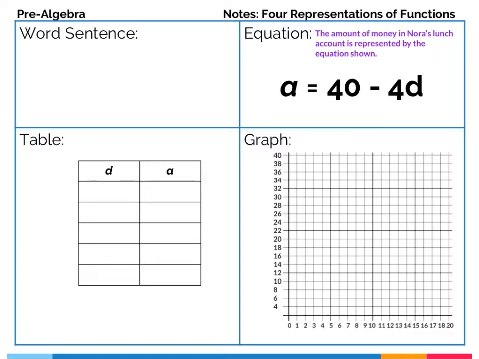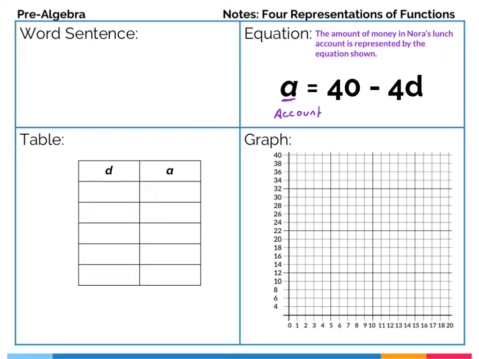So starting at the first problem here, it says the amount of money in Nora's lunch account is represented by the equation shown. So we were given the equation, we need to make the word sentence, the table, and the graph. So since I've got some variables there and we're talking about a lunch account, I can probably figure out that the A is going to stand for the account or the amount of money in the account.